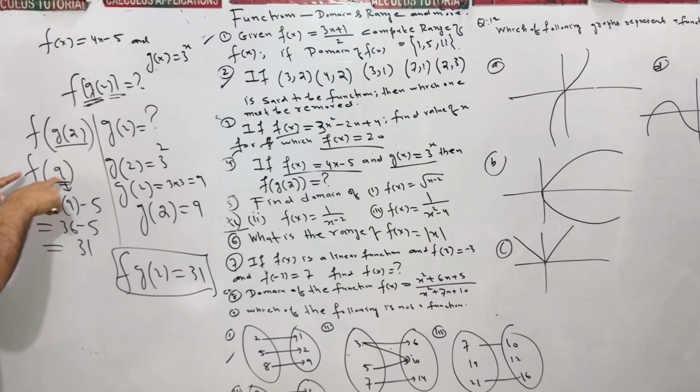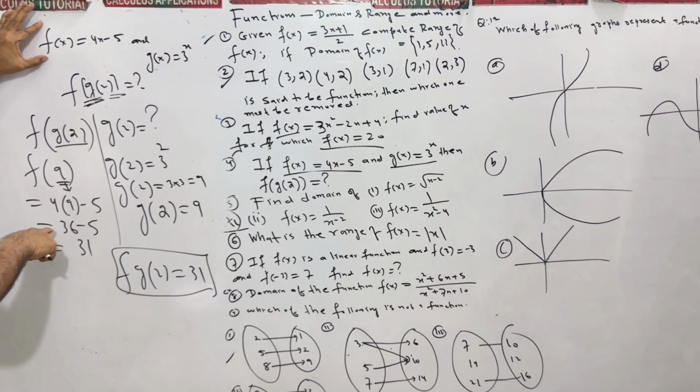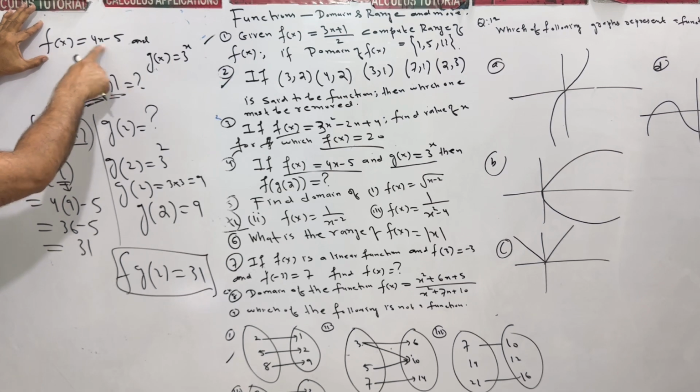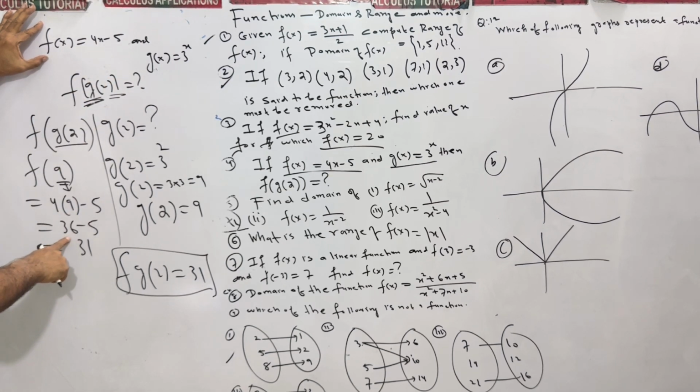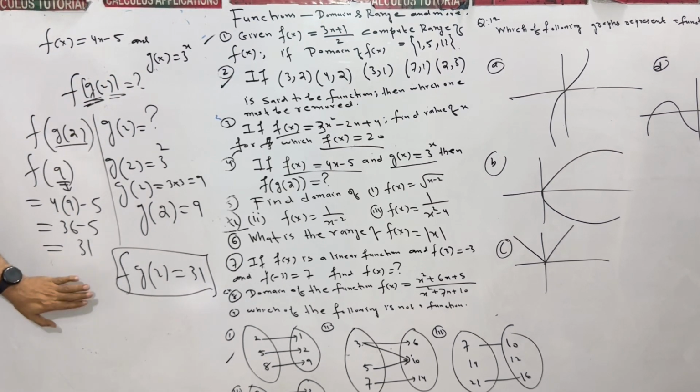f of 9 means the function value of f of x at x equal to 9. So instead of x, write 9. 4 times 9 is 36, 36 minus 5. That's our 31. 31 is our answer in that case.